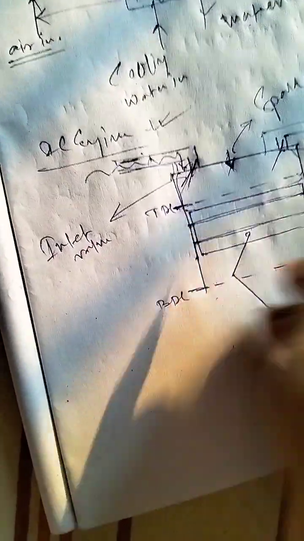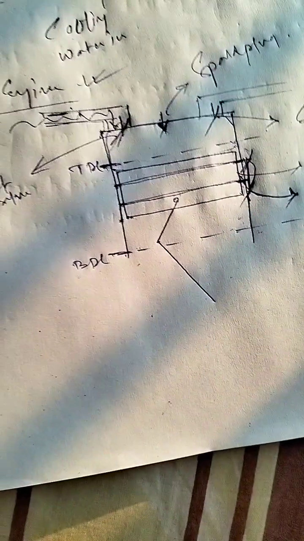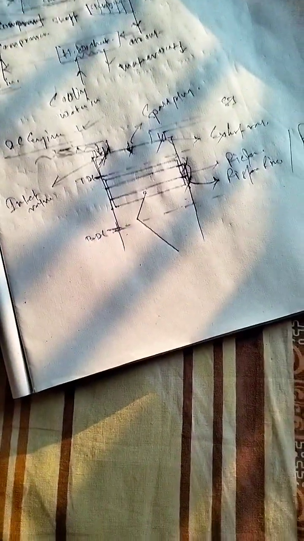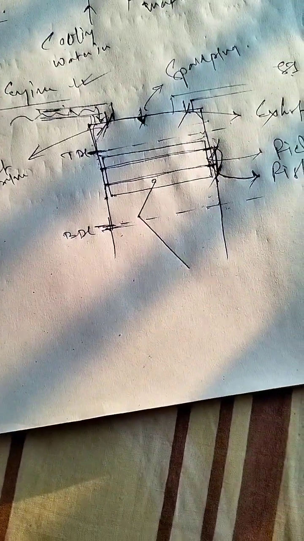Now the dead centers first. This is one dead center and this is another dead center. We get these two dead centers in the IC engine. The topmost portion is known as the top dead center, and the bottommost portion is called the bottom dead center. It is the maximum limit the piston can reach. The piston cannot go above the top dead center. If that happens, there will be an accident, so it is not possible.